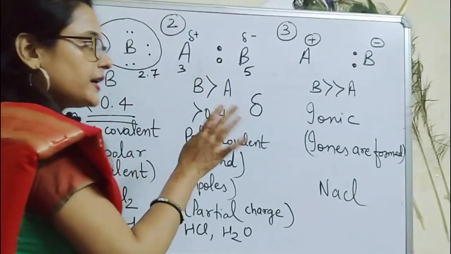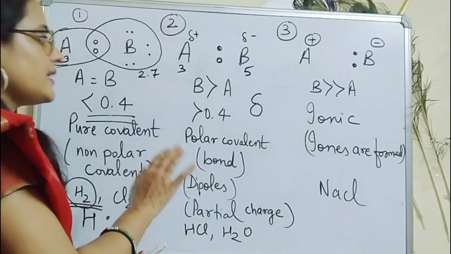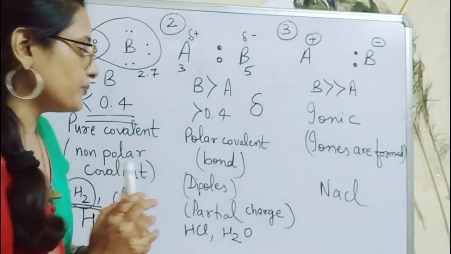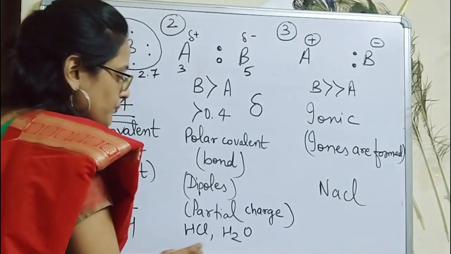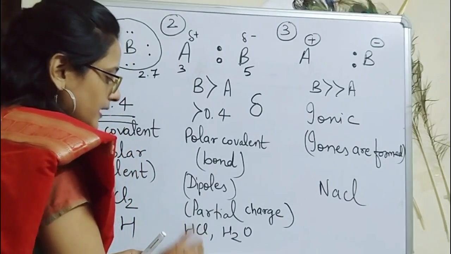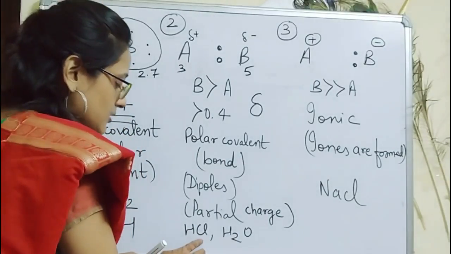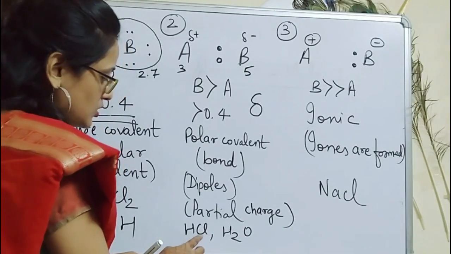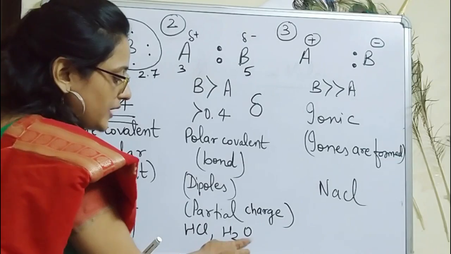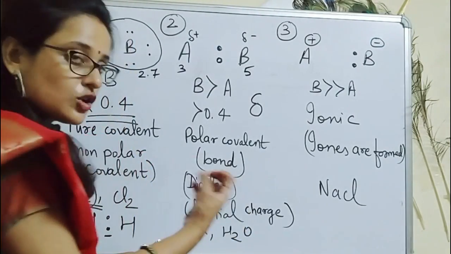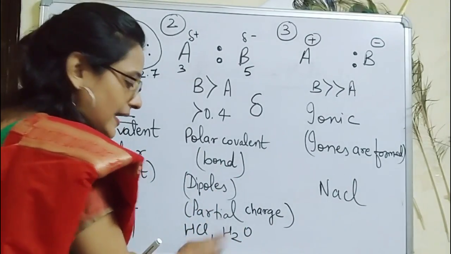And this electron is shared. So this will be an example of polar covalent bond. The examples will be HCl or H2O. In case of HCl, the electronegativity power of chlorine is greater than H, so it will attract the electron pair towards itself. Similarly, in case of H2O, O will attract the electron pair towards itself more than H.